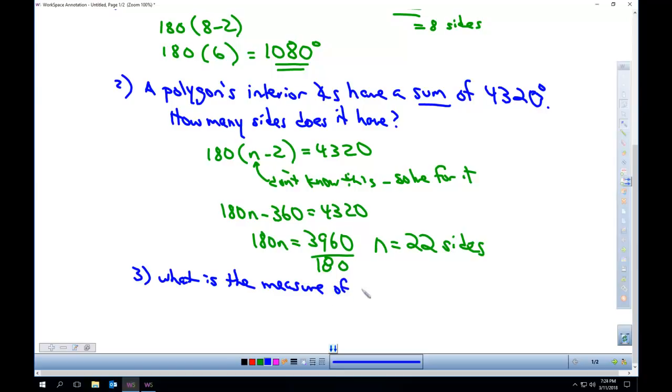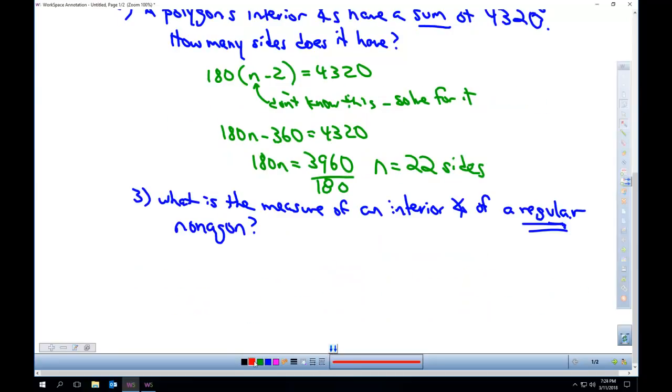And then last question. This is a likely question you'll have is, what is the measure of an interior angle in a regular? Remember what regular is? A regular nonagon. So regular. If you recall again from earlier this year, regular means that all of the angles and all of the sides are congruent to each other. Alright? So I'm going to take my nonagon. Nonagon has 9 sides.